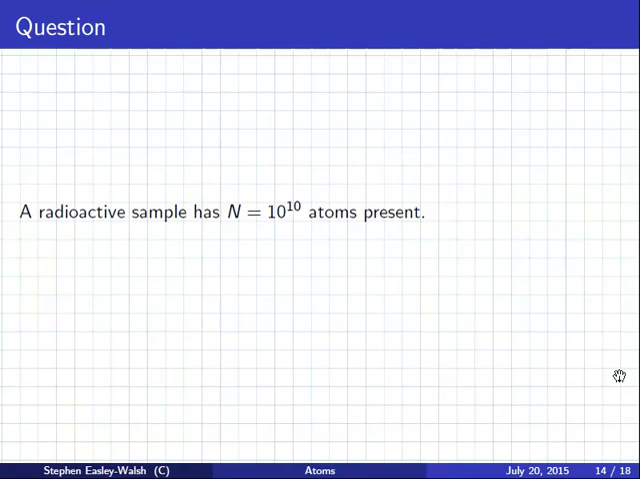Okay, a radioactive sample has 10 to the 10 atoms present. If lambda equals 0.1 per second, that should be s to the minus 1, then what is the activity? So this time I want the activity, I give you the N and the lambda. That's barely worth doing. So again, same formula.